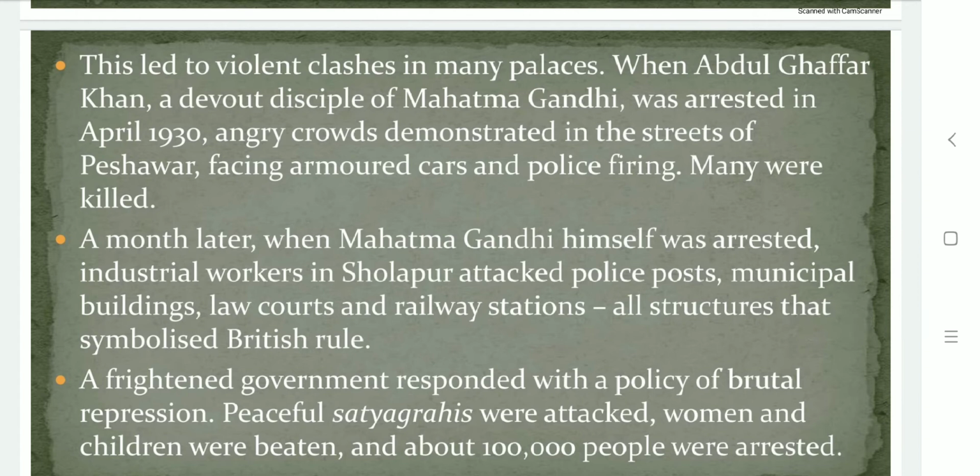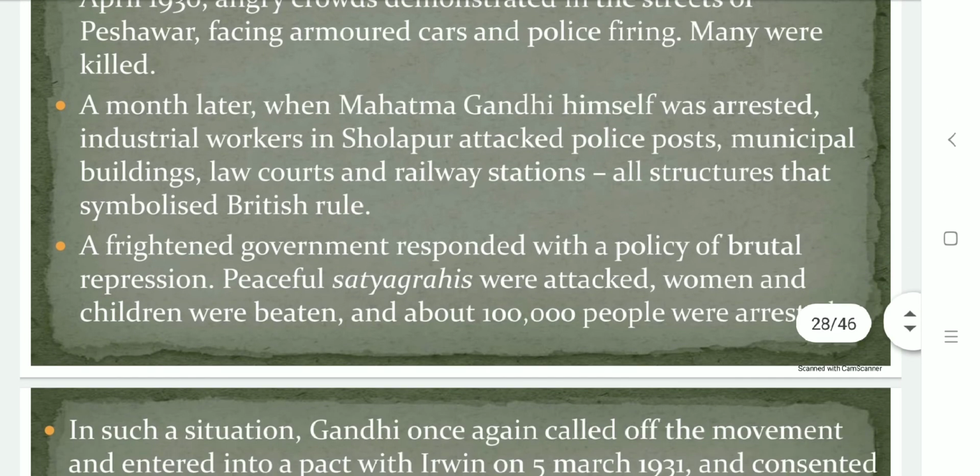There were some violent clashes also. Abdul Ghaffar Khan, who was a devout disciple of Mahatma Gandhi, was arrested in April 1930. Angry crowd demonstrated in the streets of Peshawar, facing armed cars and police firing. Many were killed. A month later, when Mahatma Gandhi himself was arrested, industrial workers in Sholapur attacked police posts, municipal buildings, law courts, railway stations, all structures that symbolized British rule.